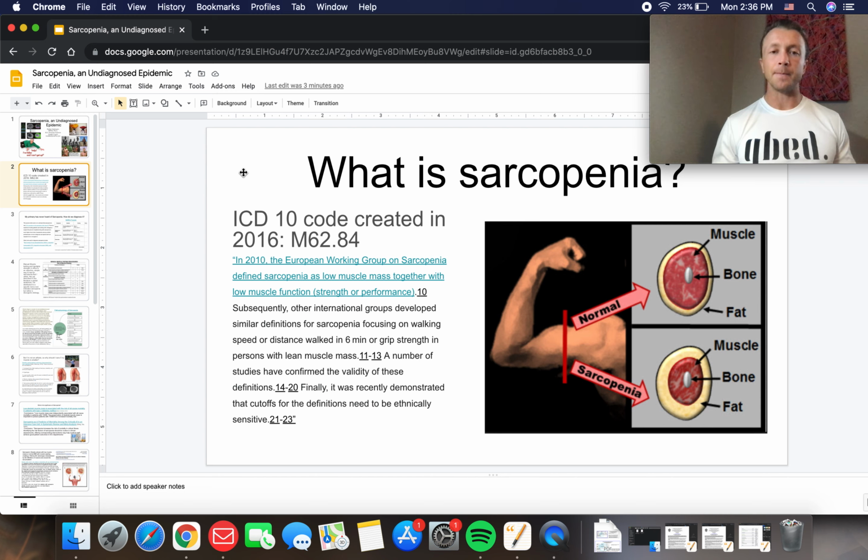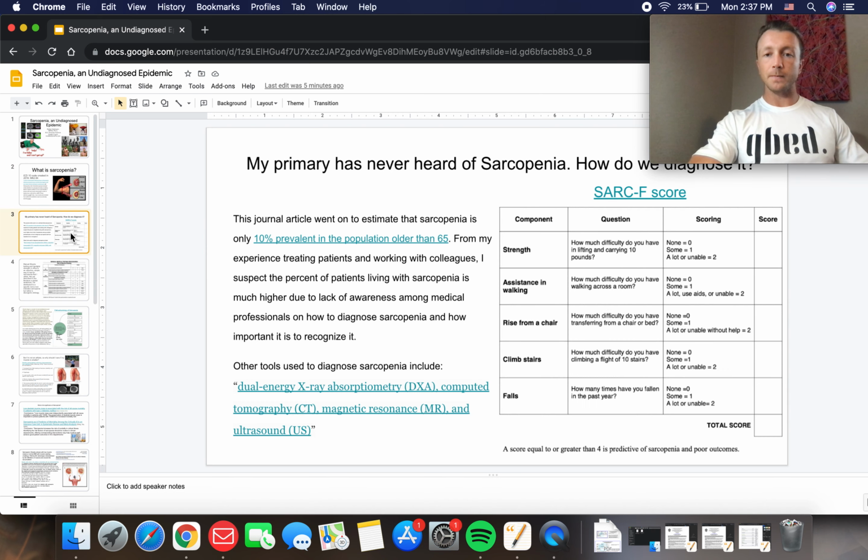Unfortunately for sarcopenia, not a lot of medical practitioners are aware of this code, how to diagnose sarcopenia, and how important it is. So I'm hoping this lecture will help not only patients, but fellow medical practitioners identify this massive epidemic. So there's a bit of a definition for those interested in ICD-10 coding.